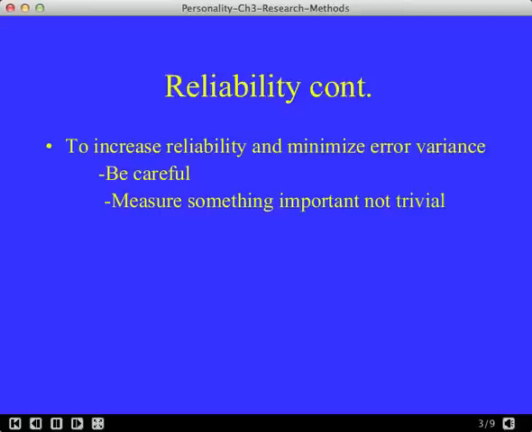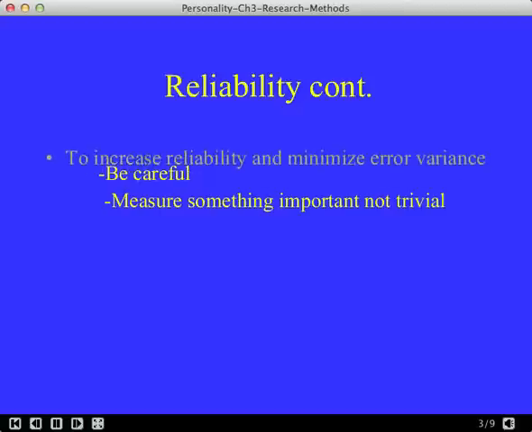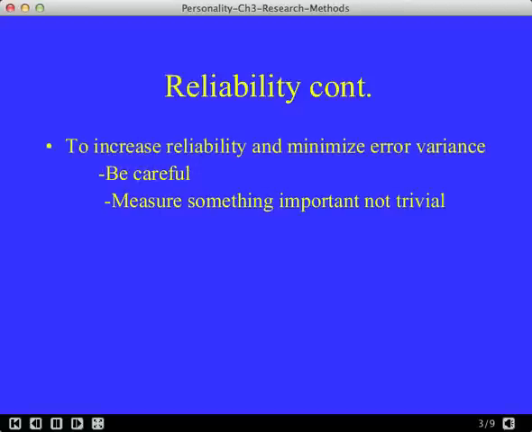To increase reliability and minimize error variance, be careful. Double-check all measurements as well as their recordings. Have others proofread the data as well. Measure something important rather than trivial, involving and engaging the participants who are interested. Use uniform procedures. Everyone connected with the research has to follow the same written protocol. Directions must be crystal clear and pointedly detailed.